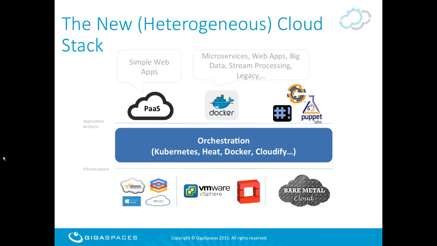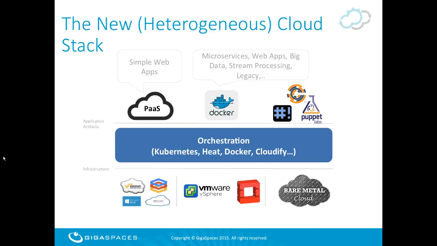As the mediator between those two environments, we're seeing the rise of a new category, which is orchestration. We can see Kubernetes coming from Google, which is very specific to Docker. We're seeing Heat as an orchestration tied to OpenStack, and Docker coming with its own orchestration tied to Docker itself. And Cloudify, which we'll be discussing today, is more pure-play orchestration that tries to work across those different cloud environments and hybrid cloud environments, and implements TOSCA as a result.